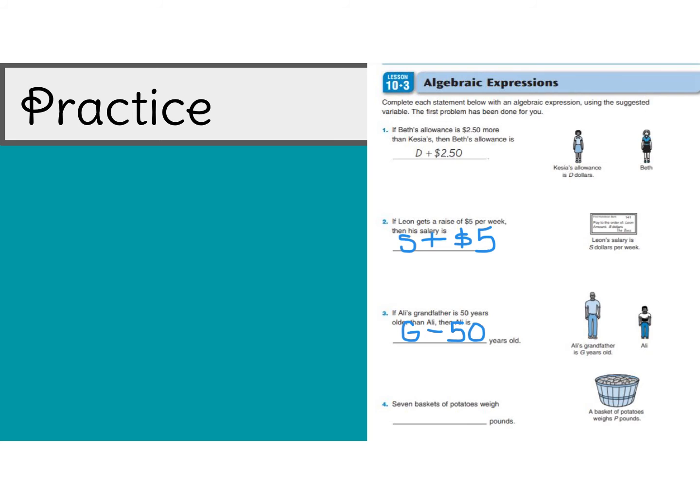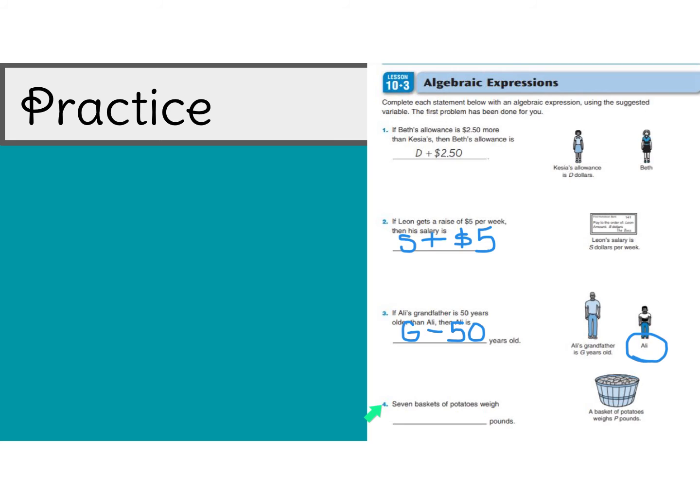Now you might be thinking, well, how come we didn't do Allie minus or plus 50, right? We could think of it that way, but they didn't give us a letter or anything to stand for Allie. So that means that we're not going to put her in the equation for that example. So then let's take a look at number 4.